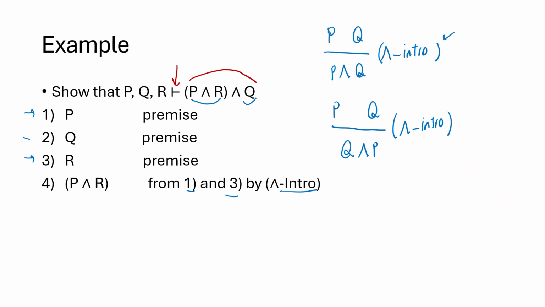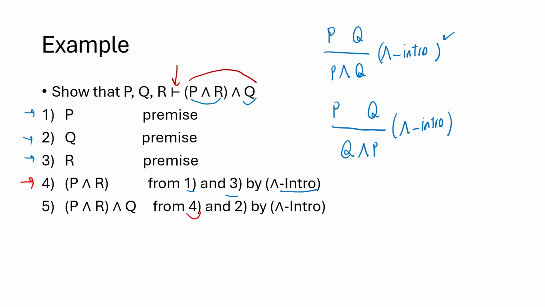I also know Q is true from my premise. So again, I can combine them using AND introduction to get P and R and Q. So this time I used line number 4, that tells me P and R is true, and also line number 2 that tells me Q is true. So P and R and Q follows from line number 2, line number 4, and AND introduction.